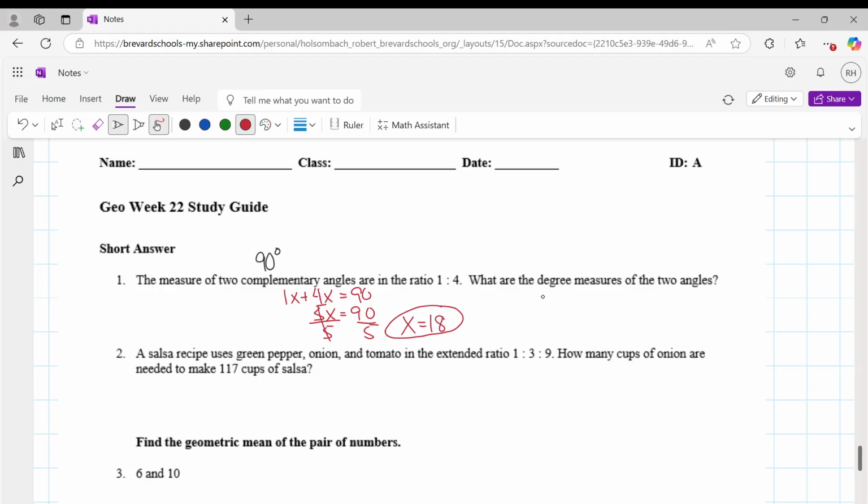Well, one angle, call it angle 1, is equal to 1 times 18, which is 18. And the other angle, angle 2, is equal to 4 times 18, and 4 times 18 is 72. All right, so 72 degrees and 18 degrees. Just make sure that if they're asking for complementary angles, when you add your answers together, they equal 90 degrees.